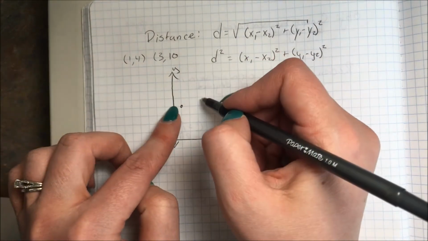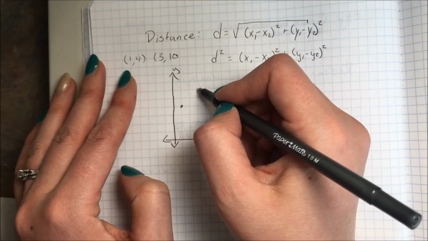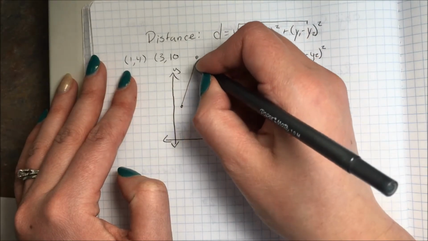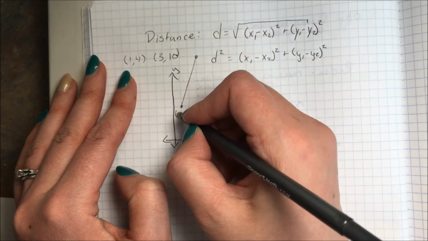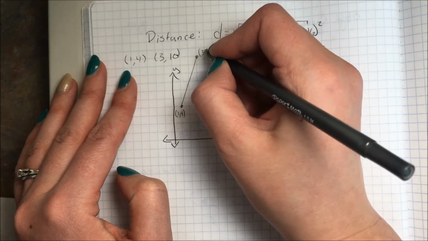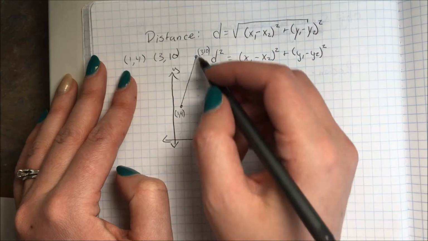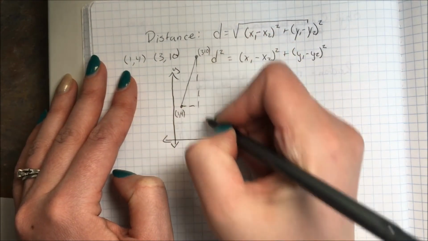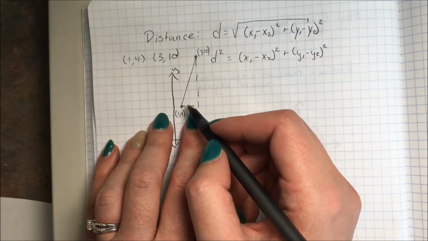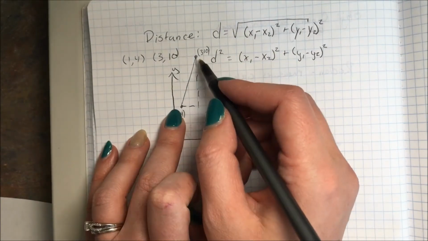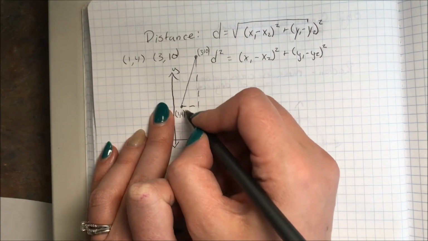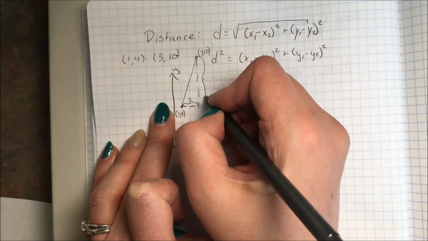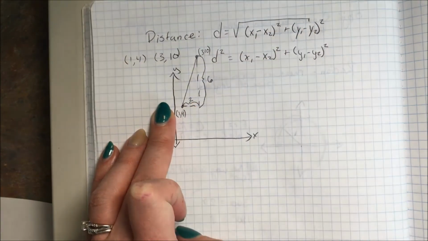3, 4, 5, 6, 7, 8, 9, 10. So here's the distance between these 2 points. There's 1, 4, and here's 3, 10. Now one of the ways I could figure out what this length is, is to use the Pythagorean theorem. If I knew this length and this length, I could figure out this length. Well, I know this length is 2 long. So that's 2. And I know this length is 6.